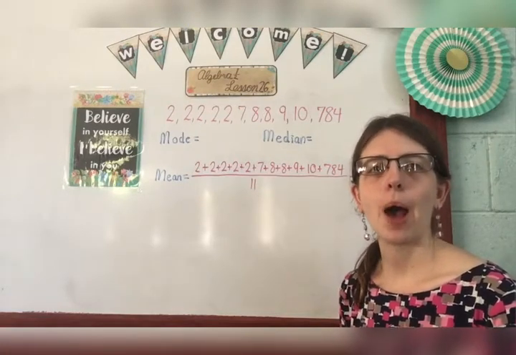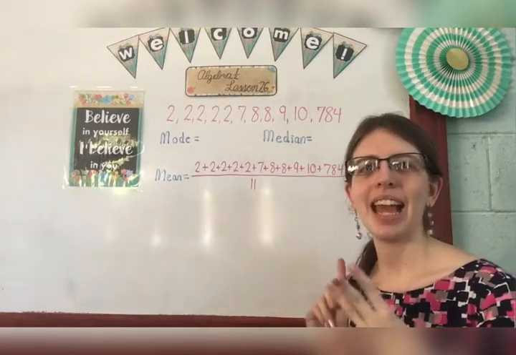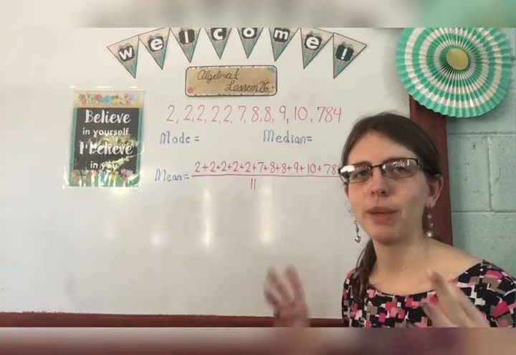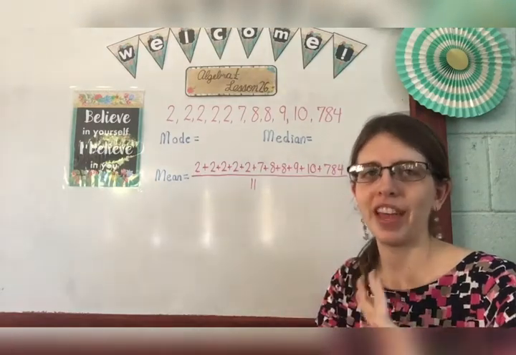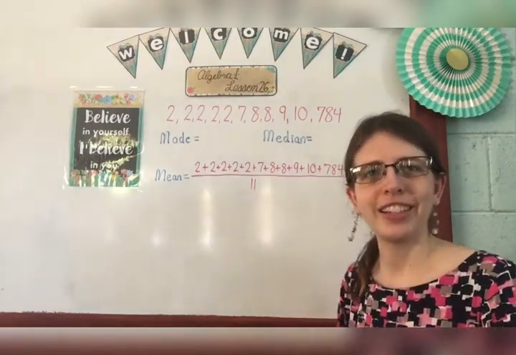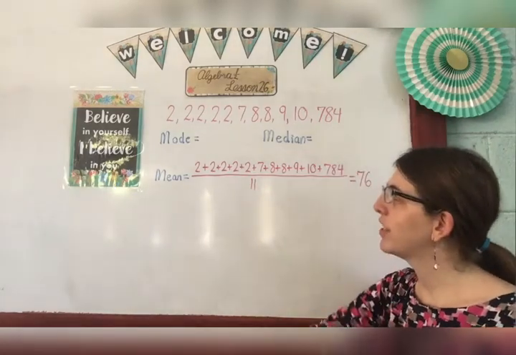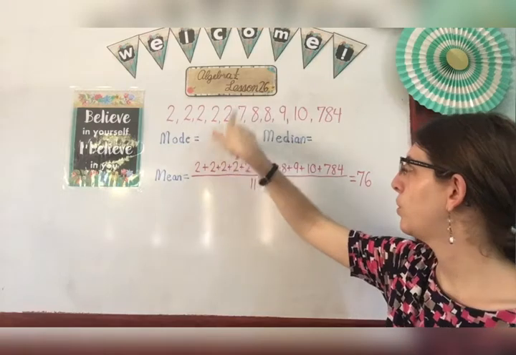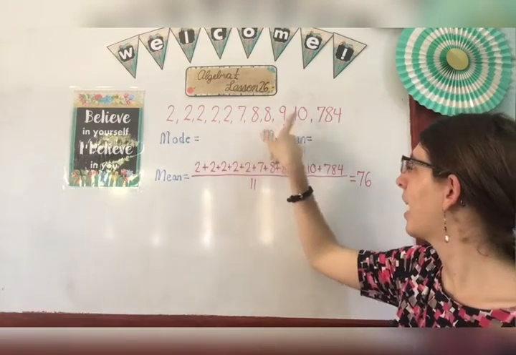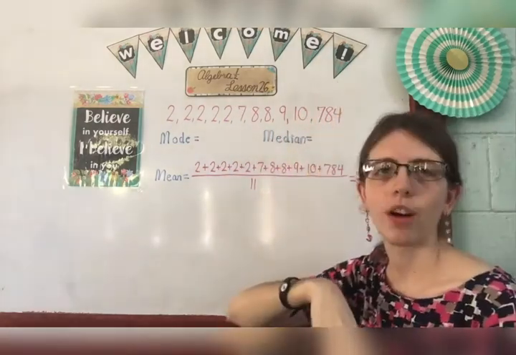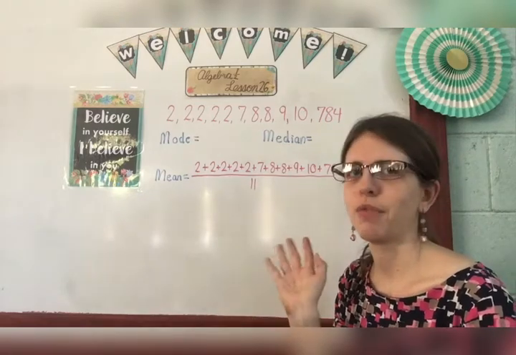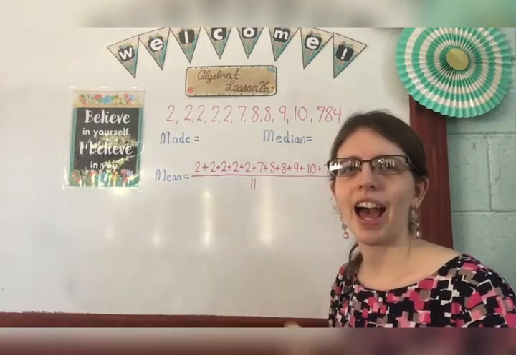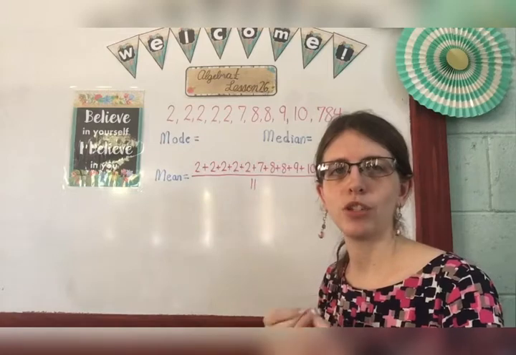We are talking about mean, median, and mode today. And we're especially talking about mean and what that is in word problems. So let's jump in. If I have this group of numbers, 2, 2, 2, 2, 2, 7, 8, 8, 9, 10, 784. That's quite a group of numbers. Very random, but in those numbers, I have certain terms to help me describe them.